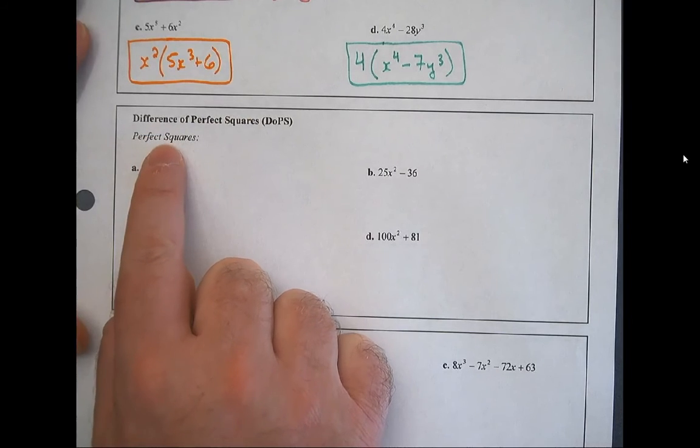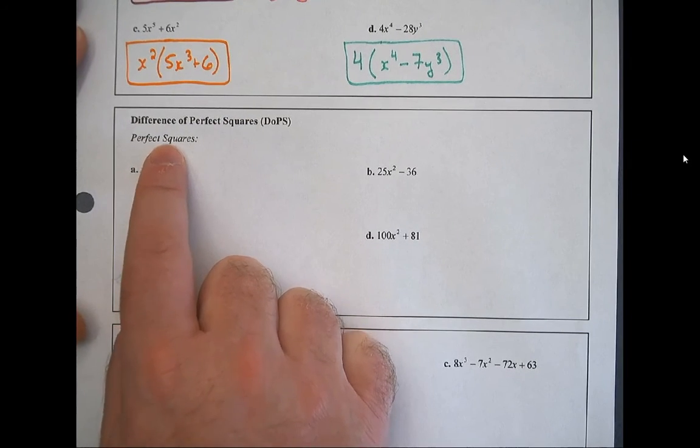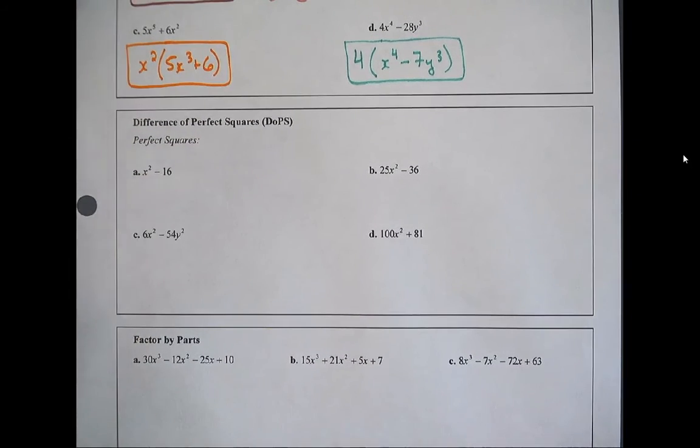Let's do this first. Let's list the first 20 perfect squares. See if you can list all 20 of them. All right, let's see how you did. So the first 20 perfect squares.